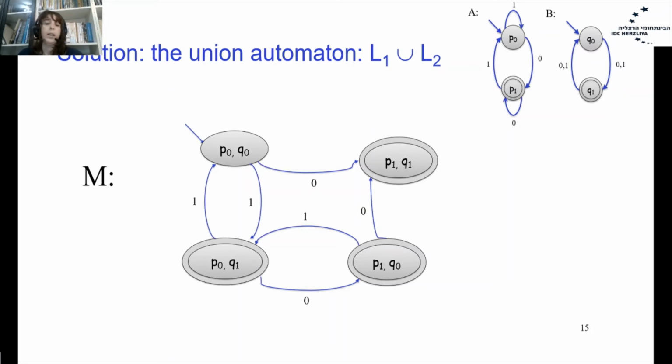Okay, the final state that we need to complete is P1, Q1. Once again, P1, Q1 on 0 returns us to P1, Q0. P1, Q1 on 1 returns us to P0, Q0. So here we have an example of the union automaton for the language L1 union L2.